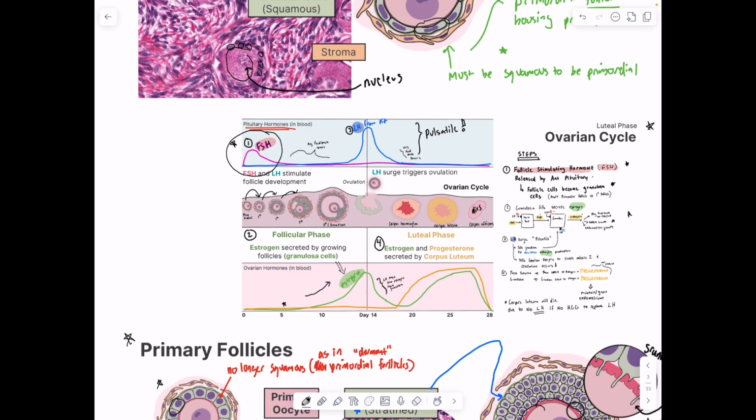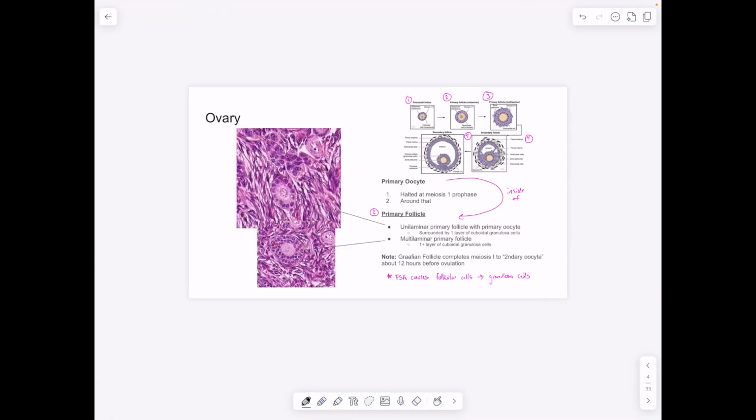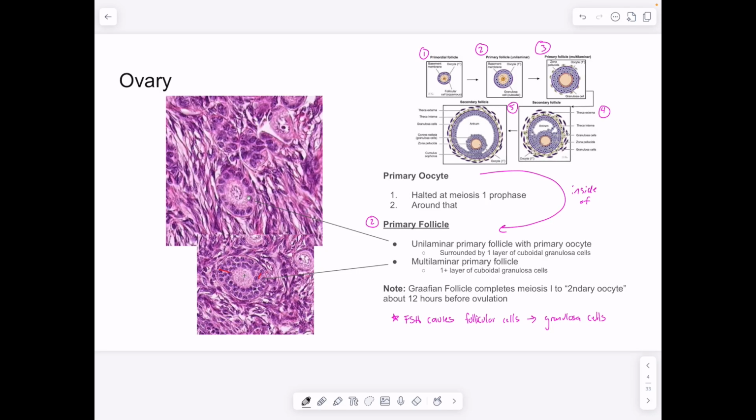All right, but we still need our theca interna cells, so we're going to talk about those in just a second. All right, so here's more of what we were just saying. We've gone from primordial follicle to primary follicle, and you can see that we are no longer simple squamous. So our follicular cells, right, these guys are now nice granulosa cells, which are estrogen producing under the influence of FSH.